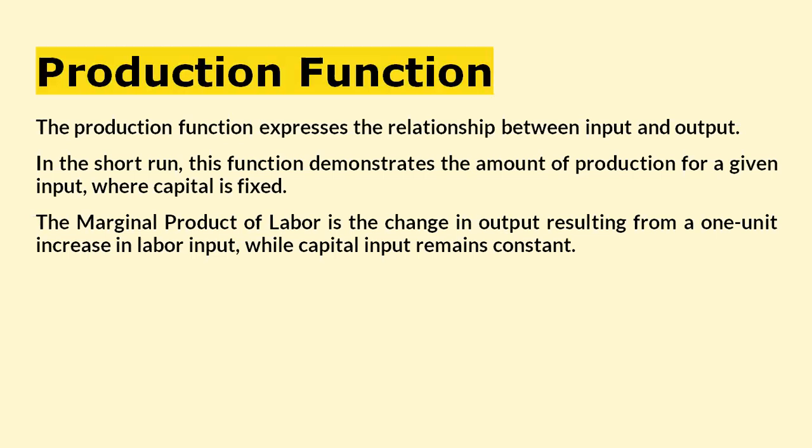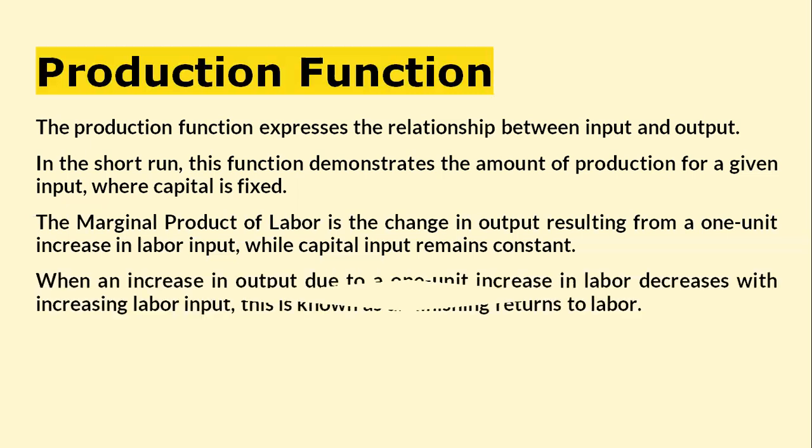The marginal product of labor is the change in output resulting from a 1 unit increase in labor input while capital input remains constant. When an increase in output due to a 1 unit increase in labor decreases with increasing labor input, this is known as diminishing returns to labor.